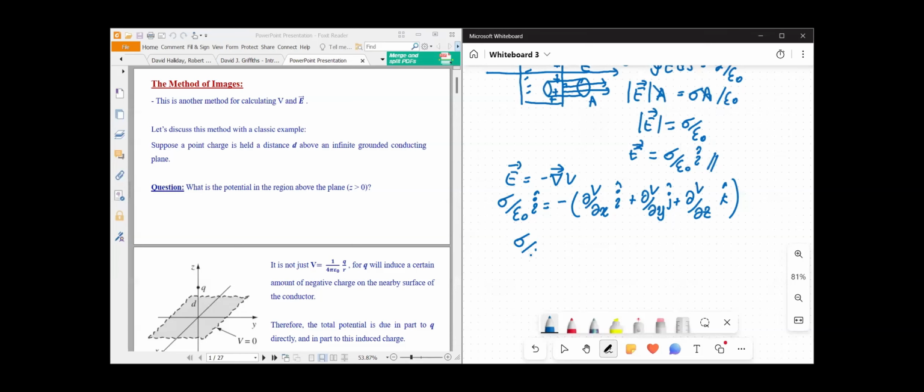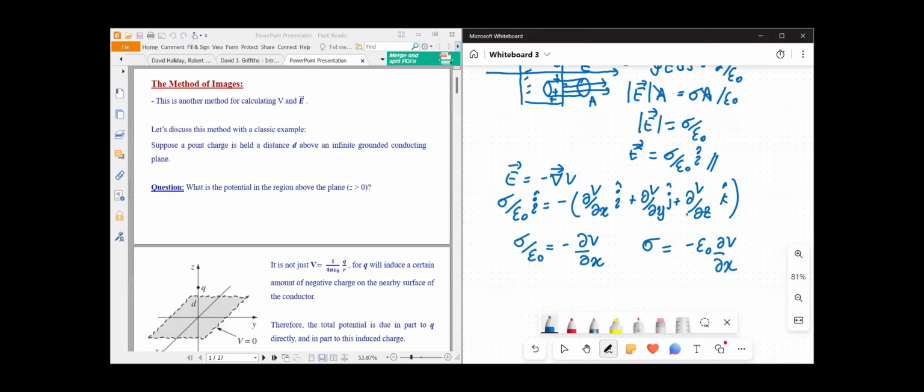Then sigma over epsilon naught is equal to minus dV/dx. So using this relationship, if we know the charge density, then we can calculate the electric potential. Also, if we know the electric potential, then we can calculate the charge density, vice versa. So we can write charge density is equal to minus epsilon naught dV/dx. So x is the normal direction to the surface of this conductor.